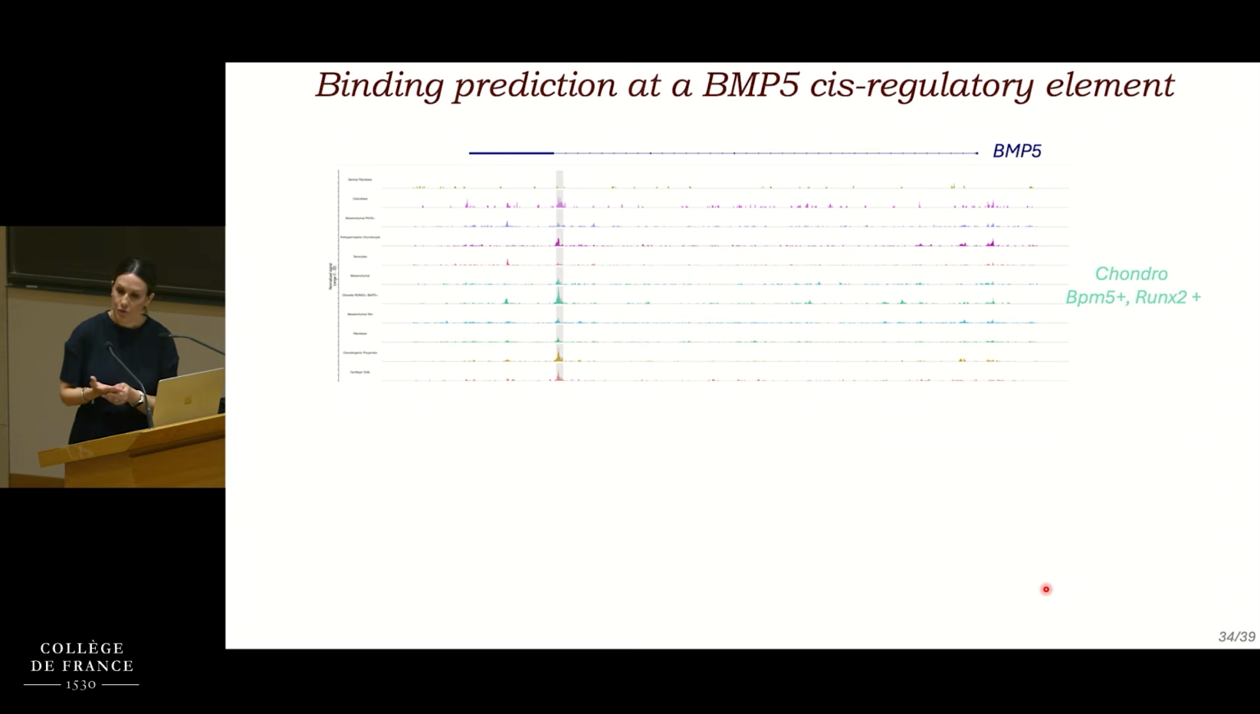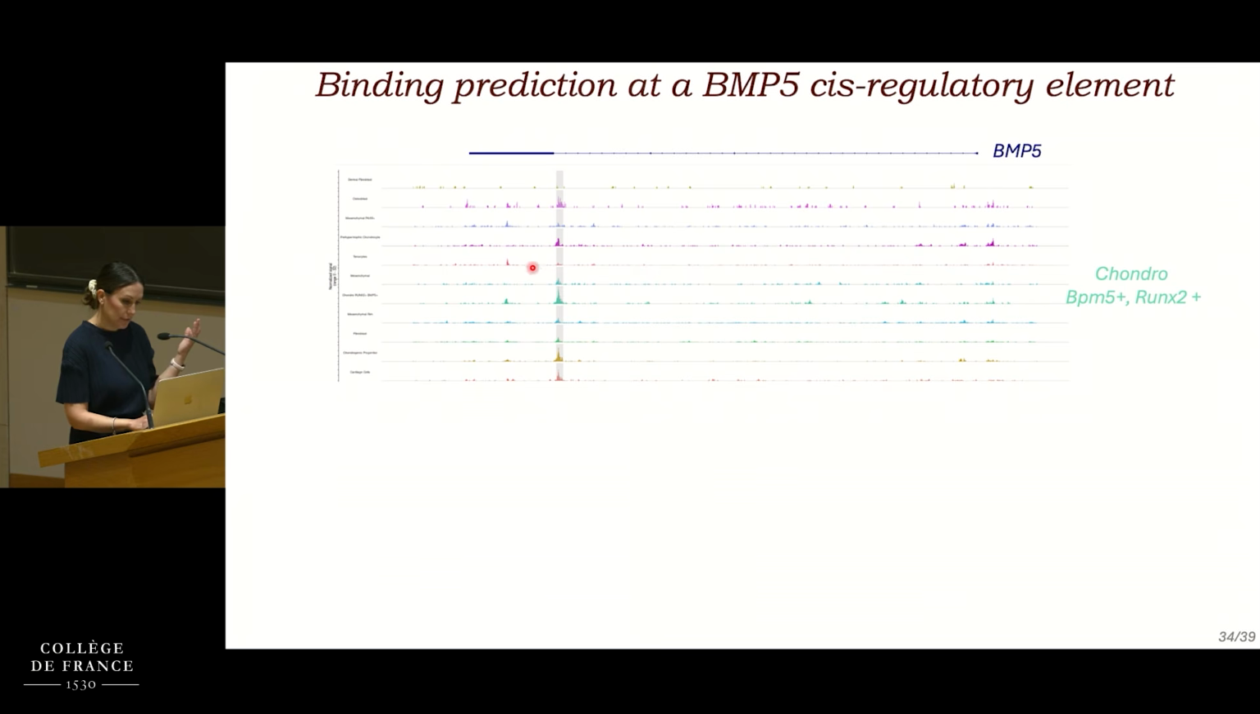So I want to show you an example because it's not just the accessibility, but we can go into these models in detail and then check what are the nucleotides that are driving this accessibility, right? So in our single-cell ATAC-seq data, we identify one region that was differentially accessible in this chondro BMP5 RUNX2 population compared to other fibroblasts and mesenchymal cells.